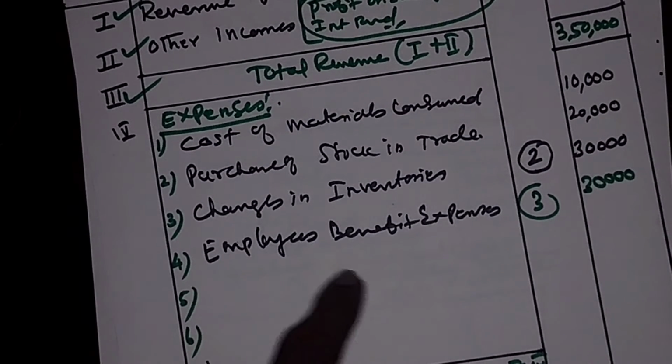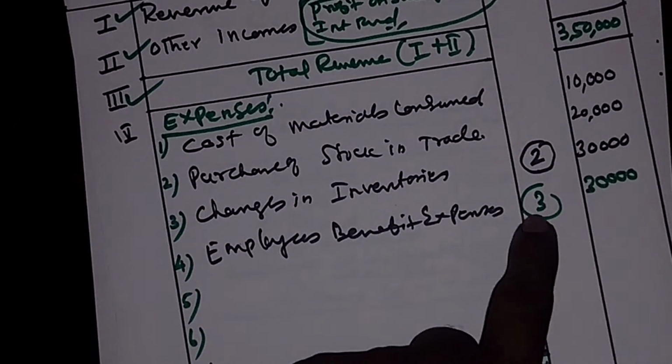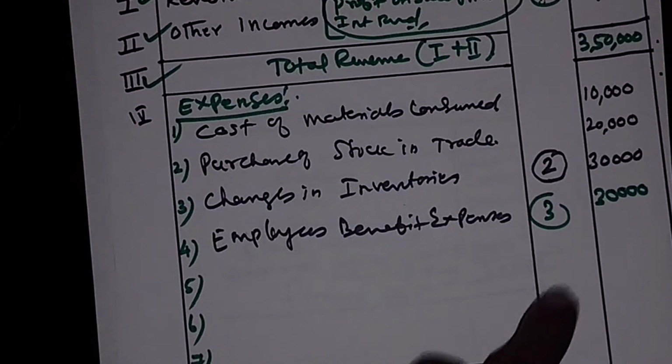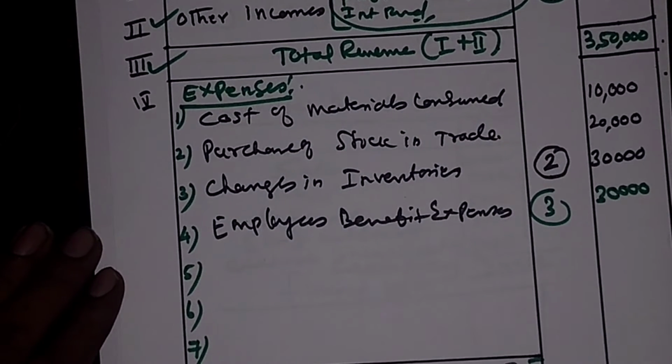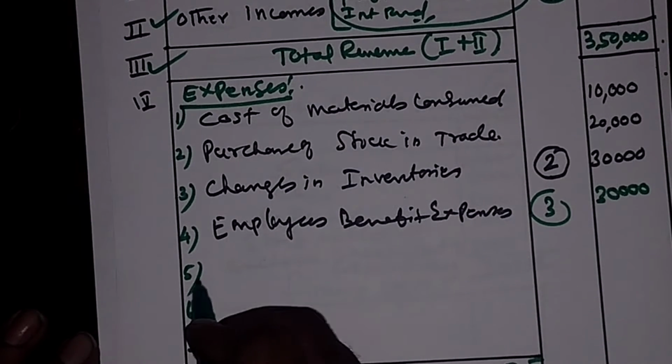Now employee benefit expenses 30,000. How did you get it? Go to note number 3 and see what the other entries are. Now you see, I am showing the format along with imaginary figures and how the entries will appear with the working note, so that even though it will be a little lengthy video, in this single video you can understand everything.